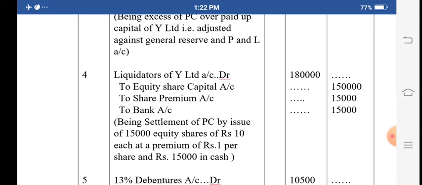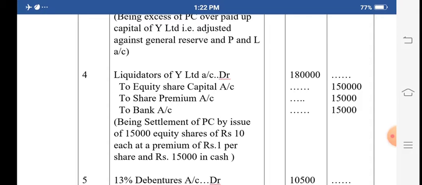To equity share capital account credit 1,50,000, to share premium account credit 15,000, to bank account credit 15,000. Like this you have to pass the journal entries. The narration: settlement of purchase consideration by issue of 15,000 equity shares of rupees 10 each at a premium of rupees 1 per share and rupees 15,000 in cash. According to the format, it is very easy to pass the journal entries.